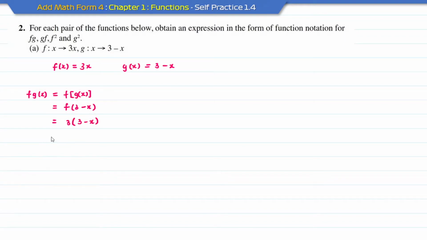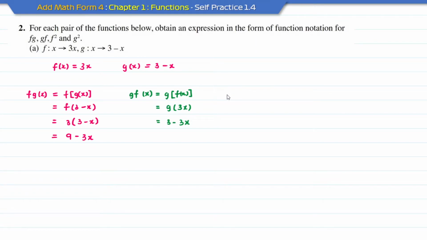Then we're going to expand this. So we're going to get 9 minus 3x for the function fg. Then we continue with the composite function gf(x). Now this means we are going to substitute the function f into the function g. The function f is 3x. This 3x we are going to insert into the x in our function g. So we are going to have 3 minus 3x.